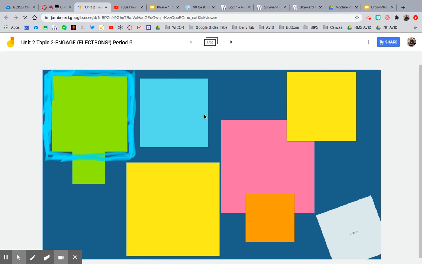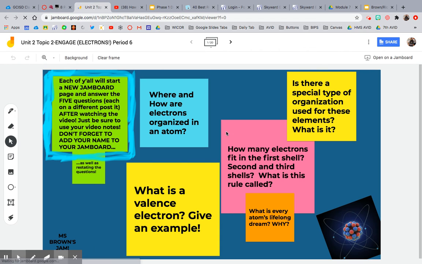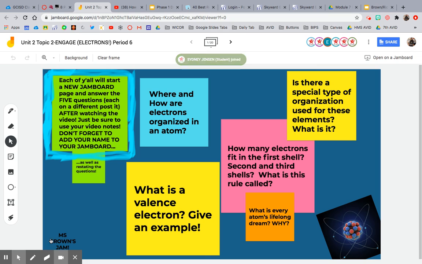Then you guys are going to add 1, 2, 3, 4, 5 Post-it notes to answer these 5 questions. And then I want y'all to add an image too. Don't forget to put your name on it as well. If I hit next, you'll just find one that's open. Each of y'all will start a new Jamboard page and answer the 5 questions, each on a different Post-it, after you watch the video. Just be sure to use your video notes, and don't forget to add your name to your Jamboard as well as restating the questions, y'all.